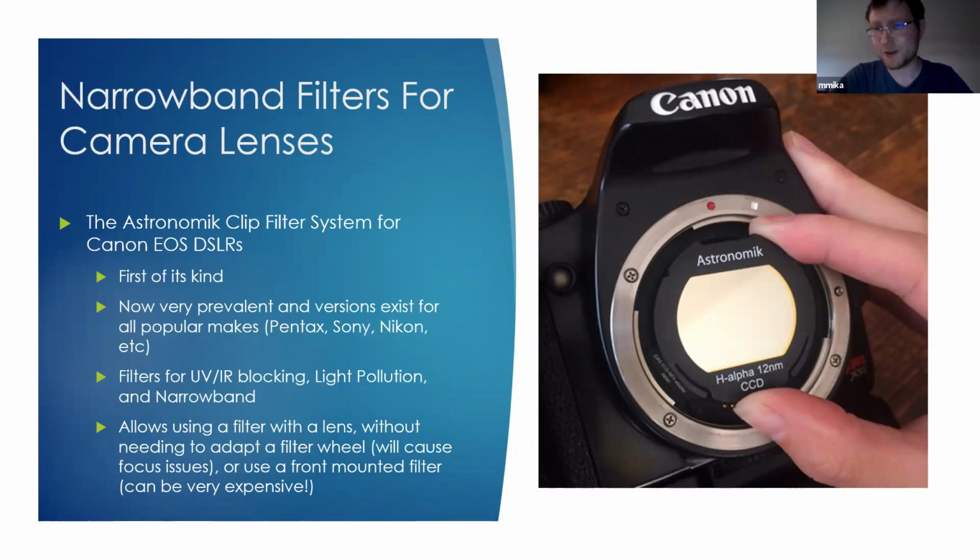So what this does is it goes right in your camera body, and you can put the lens on top of that. And it originally came out for Canon. Now there are versions for Pentax, Sony, Nikon, everyone. So they have UV and IR blocking, light pollution, narrowband filters for all wavelengths. And to answer Carol's question earlier, I'd start with something like a CLS or a light pollution filter. And that just goes a long way to letting those emission lines from nebulae come out while filtering out a lot of that light pollution.